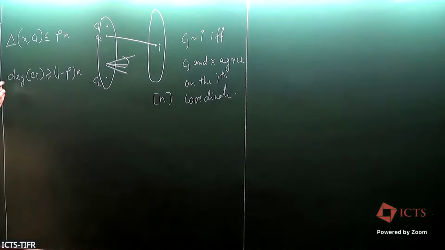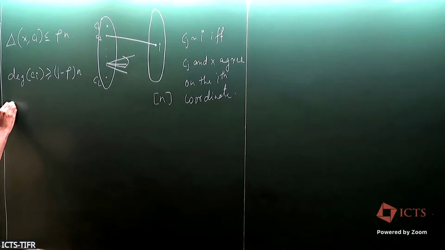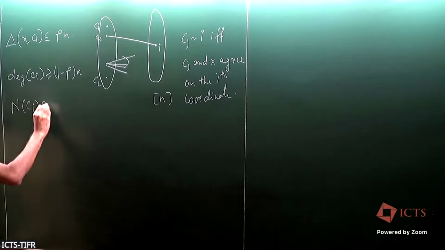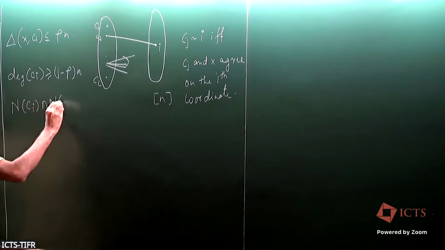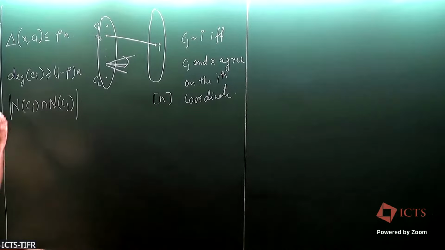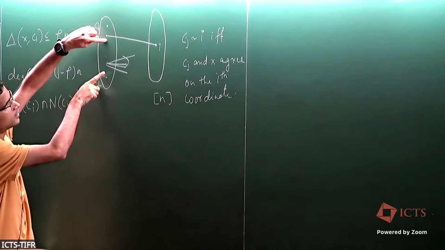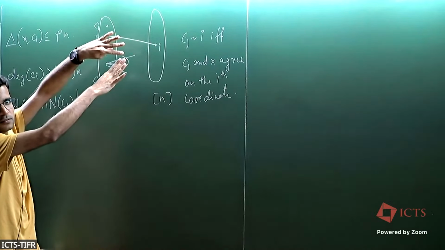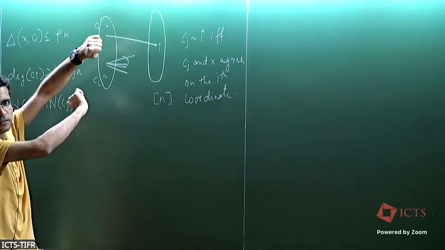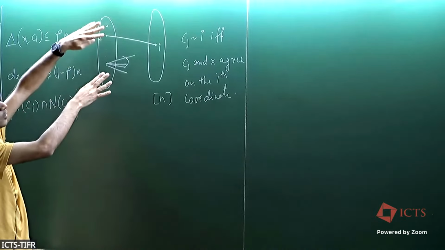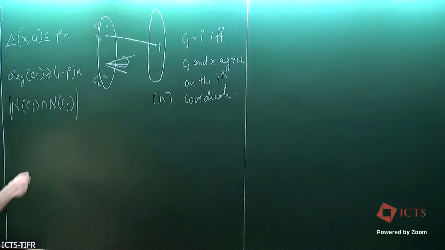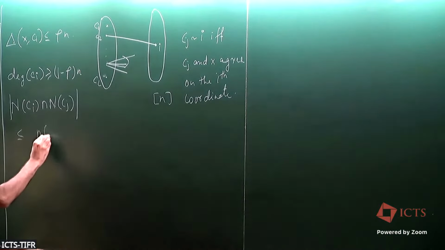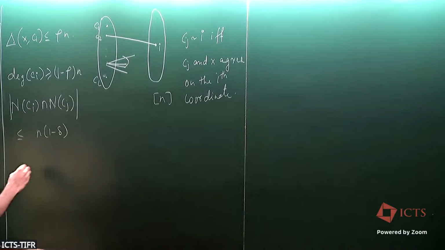We can also say something more. We can say something about the size of the intersection of the neighborhoods of Ci and Cj. If we take two vertices here, we want to claim that they can't have too many common neighbors. Why? Because it's a code with distance delta. So this is going to be upper bounded by something like n times 1 minus delta, maybe minus 1.